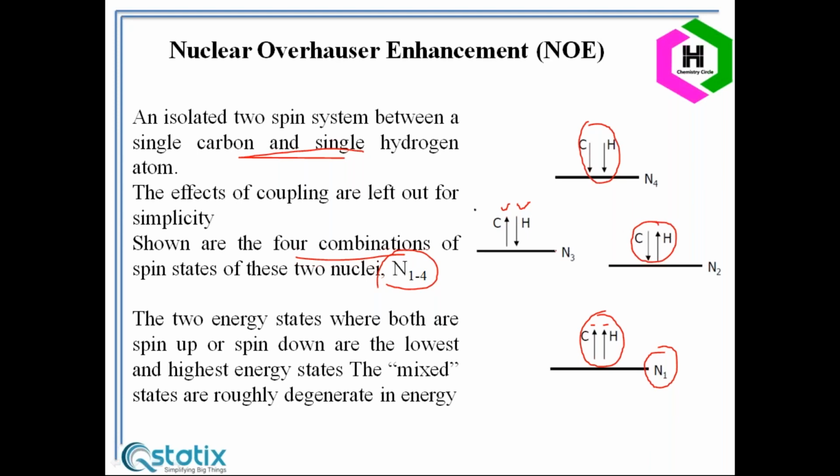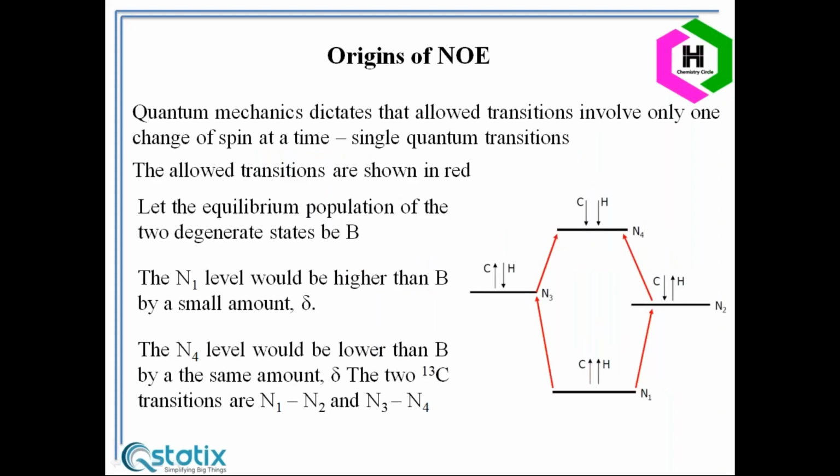We can say that these two are degenerate states. The energy difference is very small, as you can see. It's very small, and that's why we can roughly say they are degenerate in energy. That's why you will have more intensity at the lower and the higher levels.